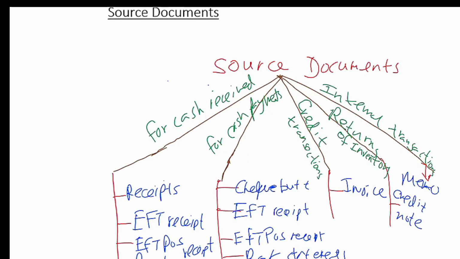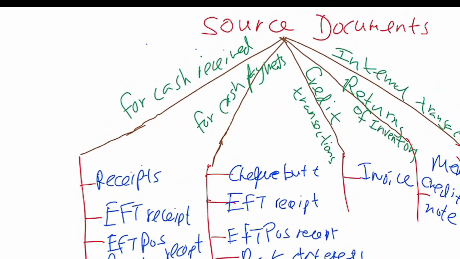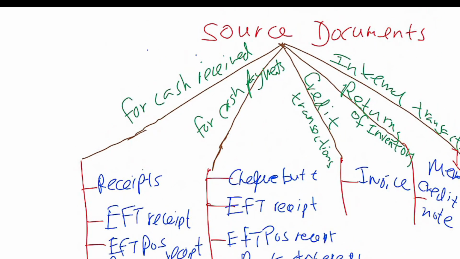So what are the source documents we have? What are the source documents first of all? Any supporting document or evidence that proves a transaction has occurred is a source document. Actually this is my subdivision. There is no such thing in the textbook, so I have subdivided into 5 types.